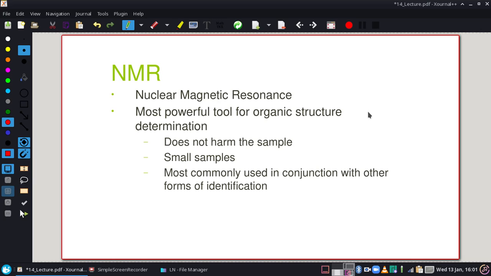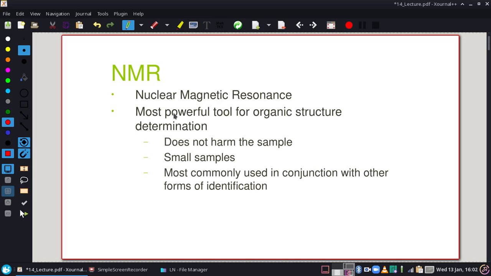All right. The other plus it has going for it is that we are able to use very small samples, and the sample's never really destroyed. Because when we do an NMR, you are just putting a test tube in it, and the only thing that the sample is subjected to is magnetic fields and possibly RF, radio frequency, so electromagnetic radiation.